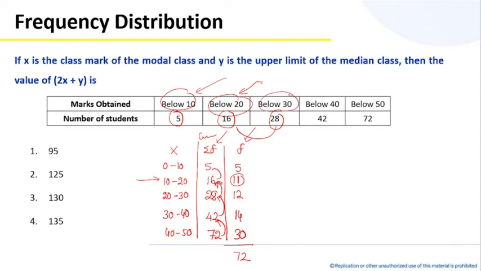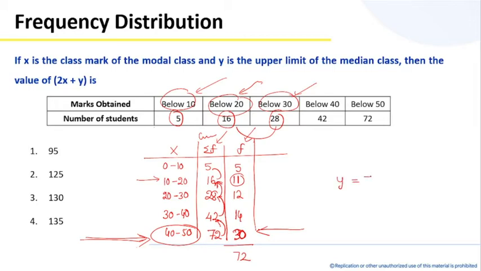So of late the levels have gone up from the frequency distribution to class intervals. Now look at the class mark of the modal class. Which class has the highest frequency? Because 30 is the maximum number, the modal class is definitely 40 to 50. X is the class mark of the modal class and y is the upper limit of the median class.